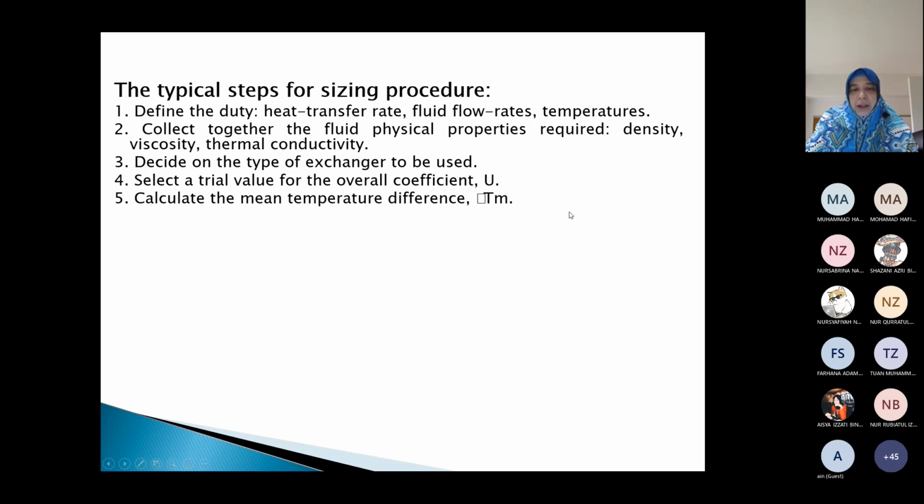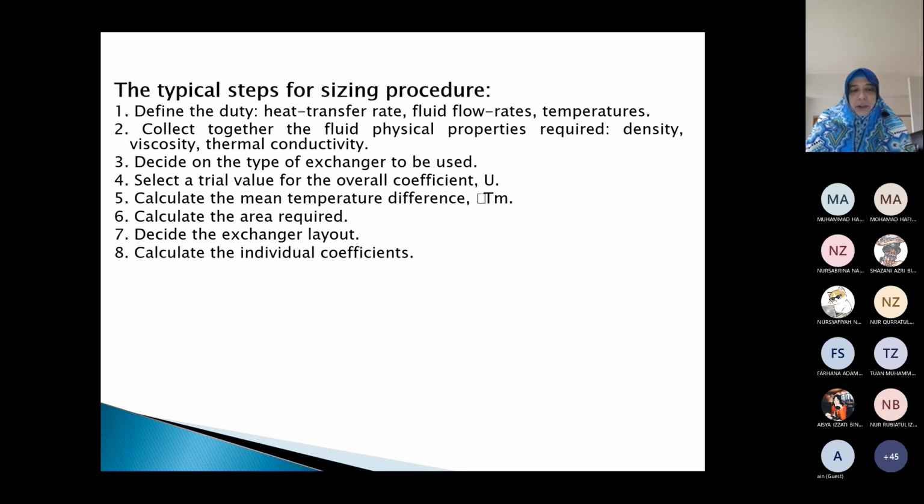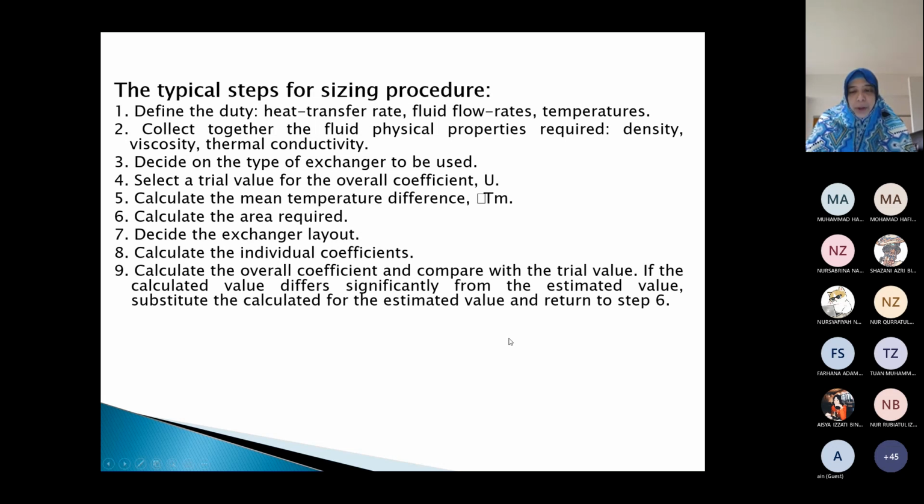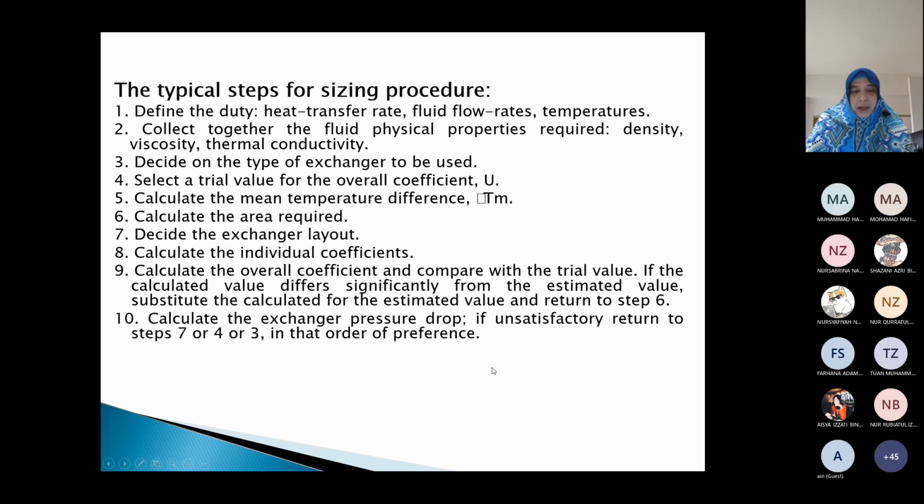Then calculate the mean temperature difference, meaning that you need to know the difference between the highest temperature and the lower temperature, or the cooler and the heater part of your heat exchanger. Then calculate the area, because area will be your major parameter to determine the heat transfer value that you have. Then you decide the exchanger layout and individual coefficients, then calculate the overall coefficient and compare it with the trial value. Then calculate the pressure drops. So this is more.